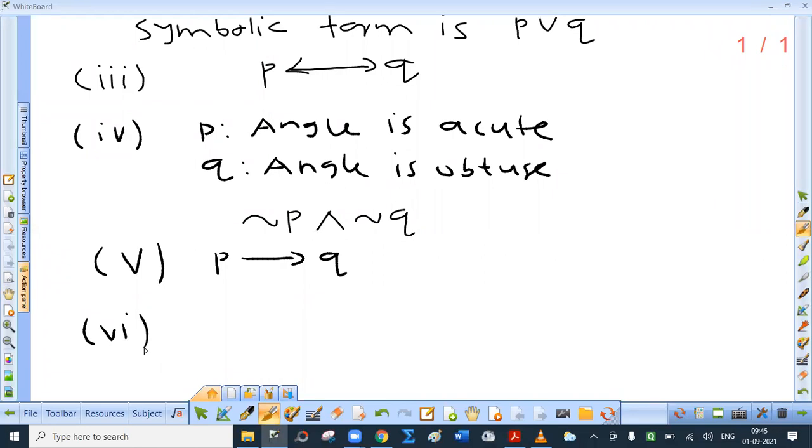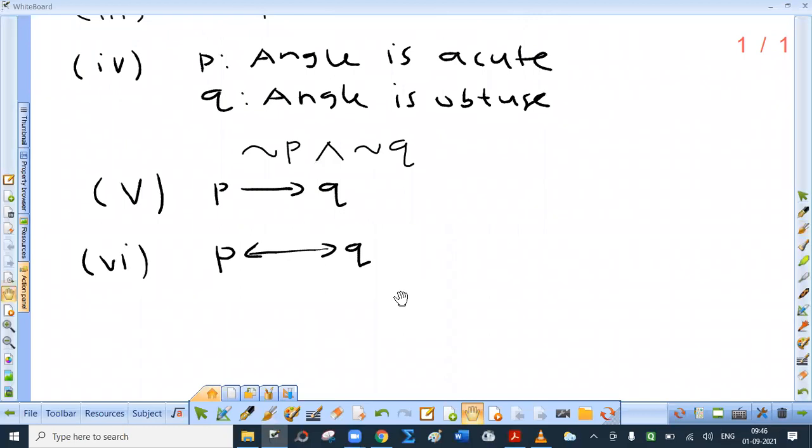Next, what is that? Hima Das wins gold medal if and only if she runs fast. Okay. Let P denote Hima Das wins gold medal. Q, she runs fast. Therefore, the symbolic form is P biconditional Q.